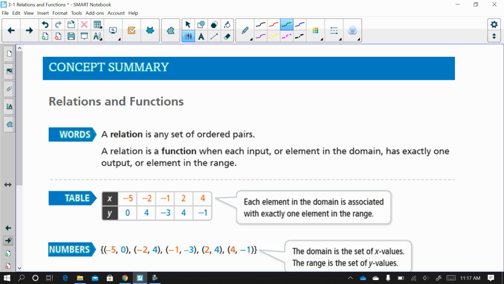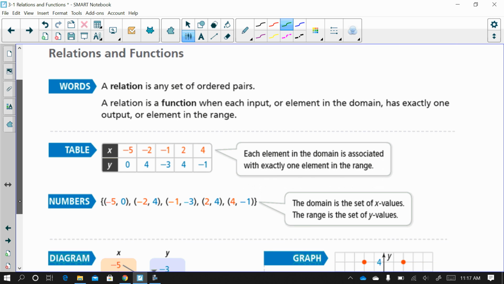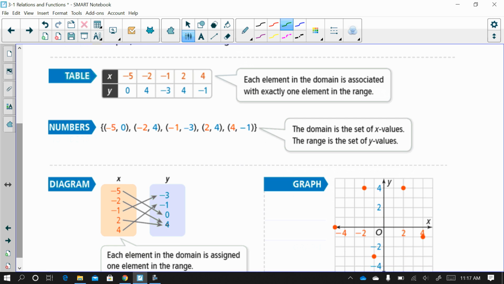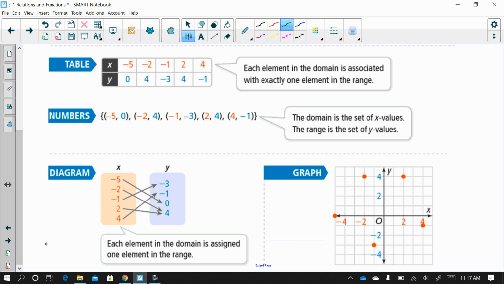All right, so let's just sum this up real quick. A relation is any set of ordered pairs. A special type of relation is a function, so every x can only have one y. Okay, we use tables, we can use a list of numbers, sometimes we use these mappings that we're used to, and we can look at graphs to help see if they are functions or not.